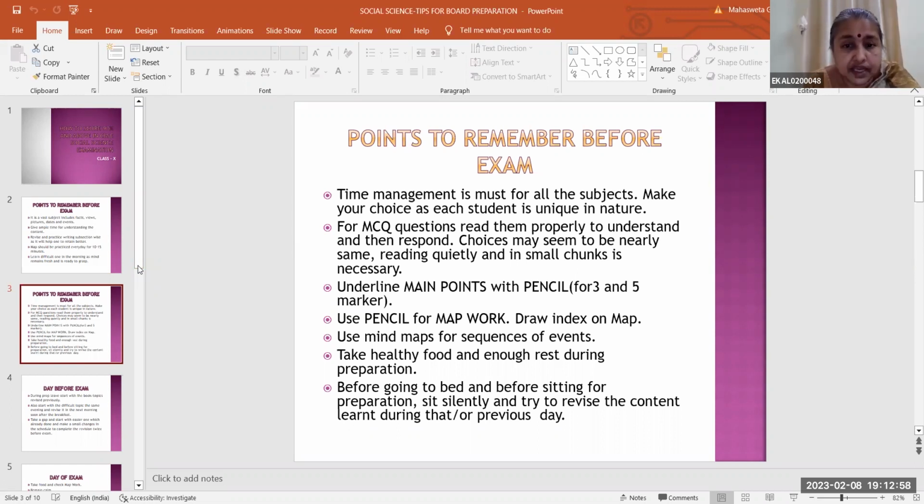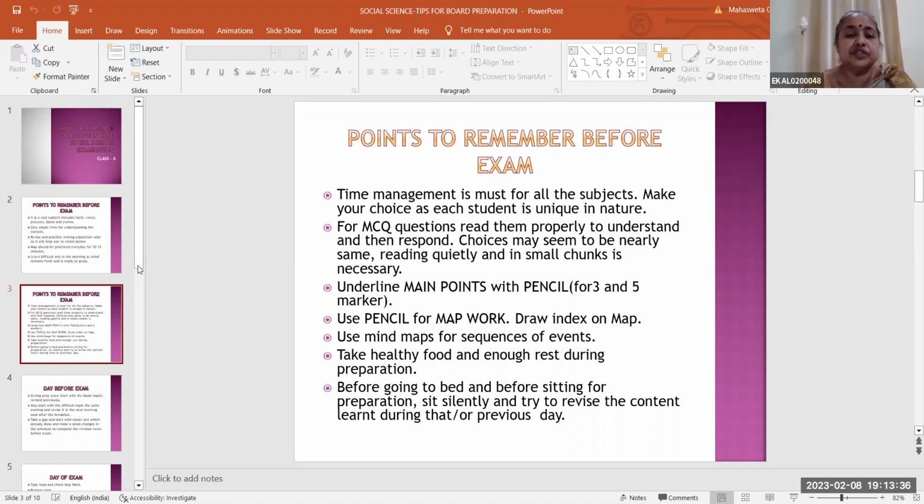Because some choices, I hope you can see, may seem to be nearly the same. Read them quietly and in small chunks, which will be very helpful. Generally, in the exam hall, you get reading time. During that reading time, please read them properly to get the answers. MCQ questions are very important to get good marks. Generally, we find that children who are getting above 90% are unable to cut these marks.